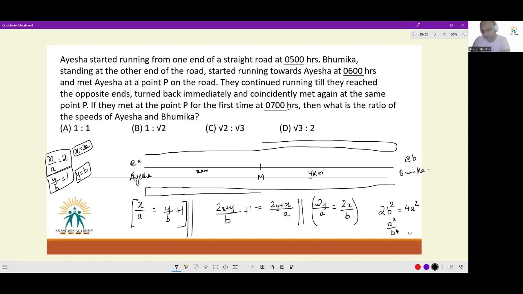a square by b square will be equal to half. The ratio of speeds of Aisha and Bhumika is asked. So a by b will be equal to 1 by root 2. Or the answer will be option B.